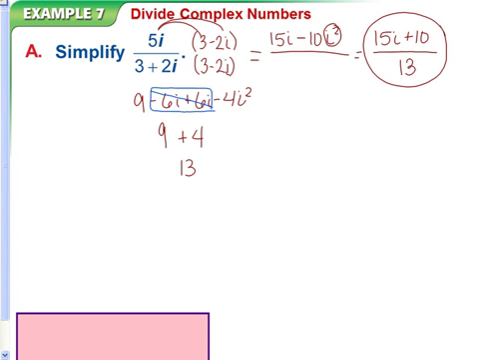Now, another way we could write the answer would be 15i over 13 plus 10 over 13. Either way will work. You can do either answer. Sometimes you might have to write it like this, and then you'd have to reduce the fractions, because you should reduce the fractions if you can.